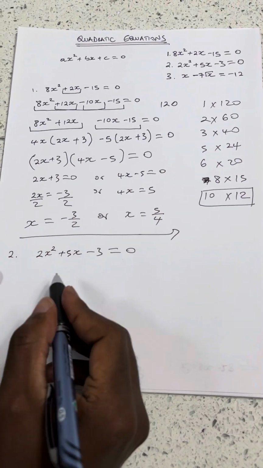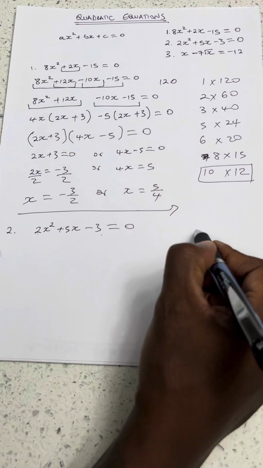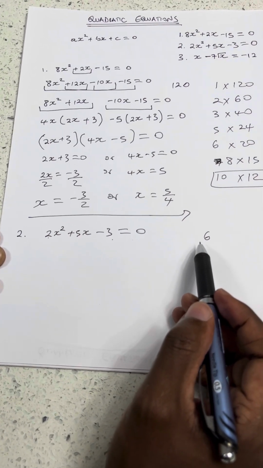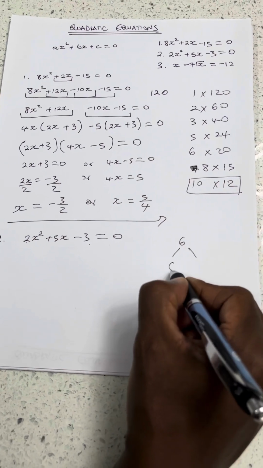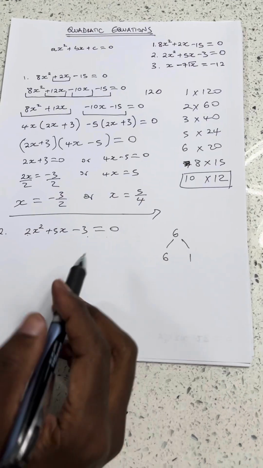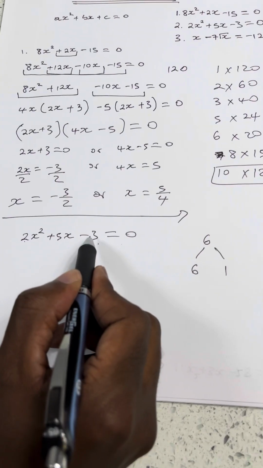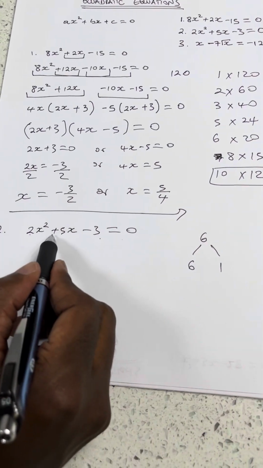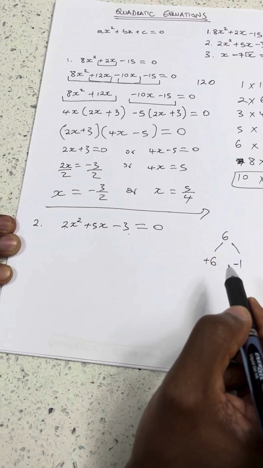So now, same problem here. Our leading coefficient is not 1. So we multiply 2 by 3, it gives us 6. Now we're looking for factors of 6. When you subtract them, they must give you 5. So factors of 6, we have 6 and 1. Easily 6 minus 1 gives us 5. So these are the factors we will use. Remember now, if we have a negative c, our constant is negative, these will have different signs. The bigger number will take the sign of the middle term, so we will use a positive 6 and a negative 1.